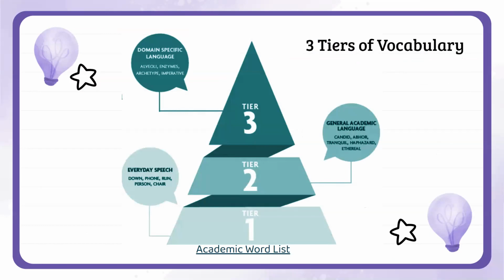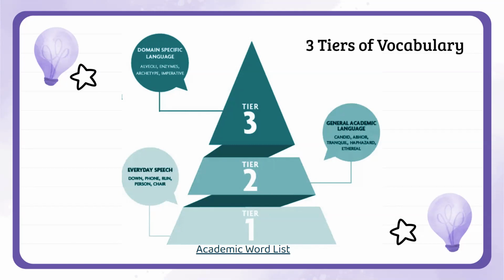If we look at the largest tier at the bottom, that is our tier 1 vocabulary. Those are things that students have access to every single day. When we move up the tiers, we go to our general academic language. Those are things that students need to know in order to access the academic language. And then it gets even more specific with our tier 3 words. Those are domain specific language.